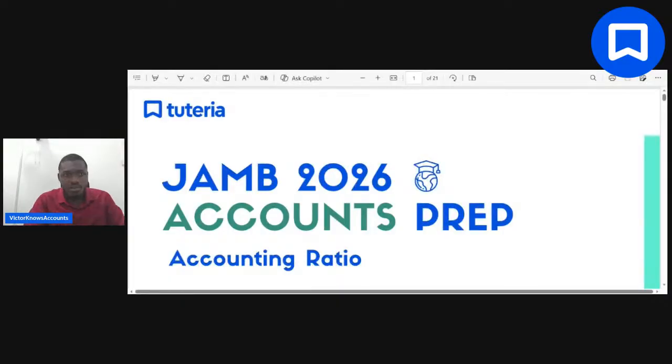Oluwatimileyin, what are accounting ratios? Any other person before we enter into the topic? It's actually a very, very simple topic. It's just filled with formulas. You just have to know the formulas and you are good. But of course, you also have to understand what it stands for. When you actually understand it, you would be able to derive the formula by yourself. So, who wants to explain? Who wants to tell me what accounting ratios are?